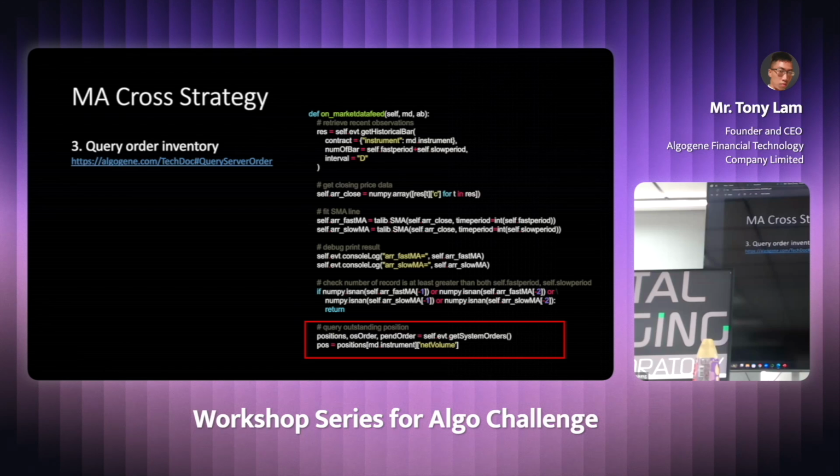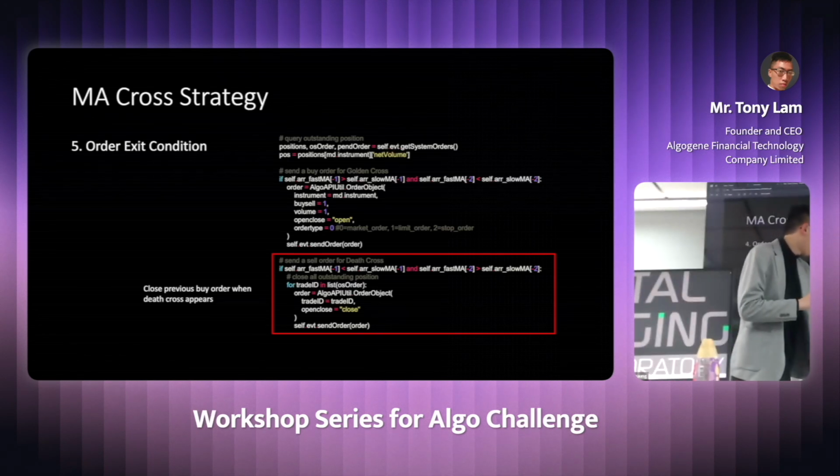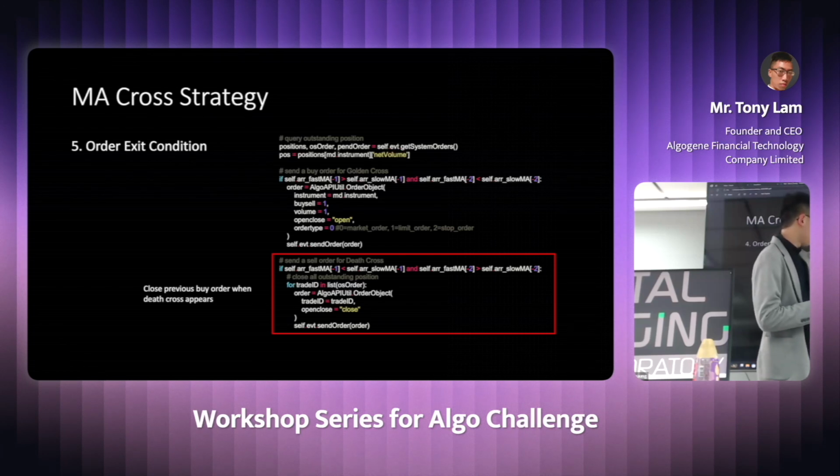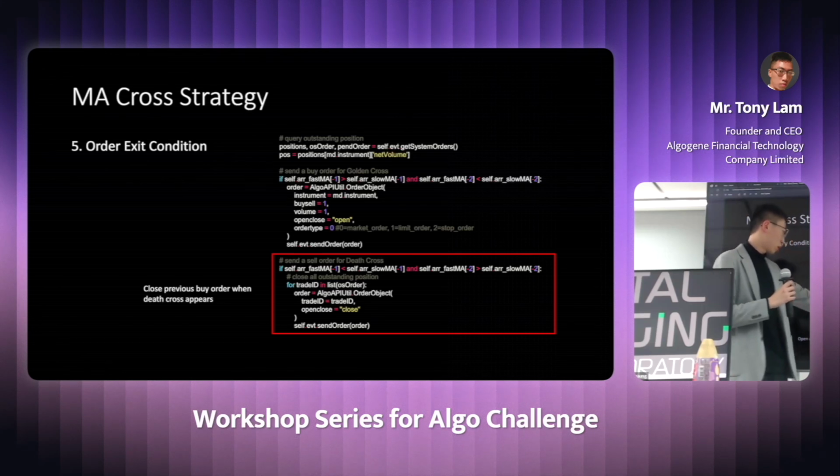After we get the position value, we will check for the golden cross signal. So here, the golden cross will take the fast MA here, and we compare it with the previous day's slow MA. Once we identify there is a golden cross, we will send a buy order.